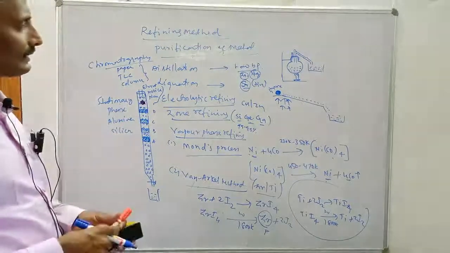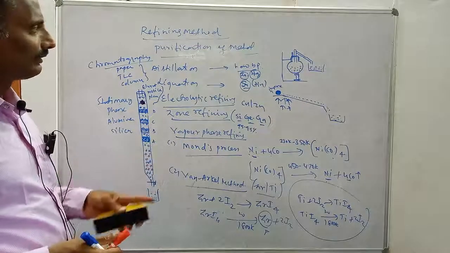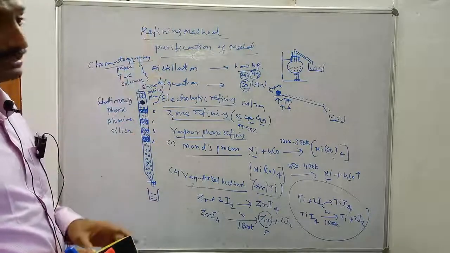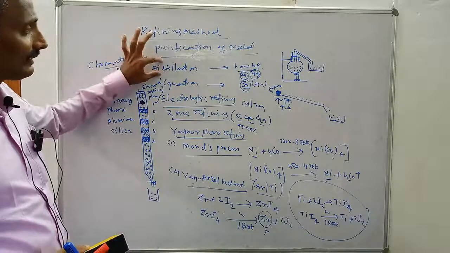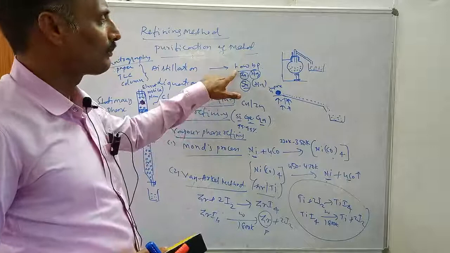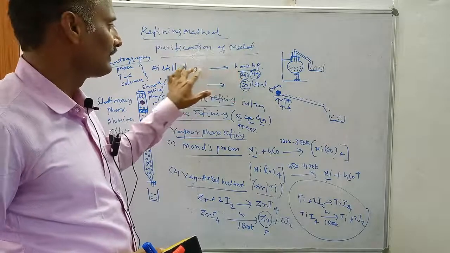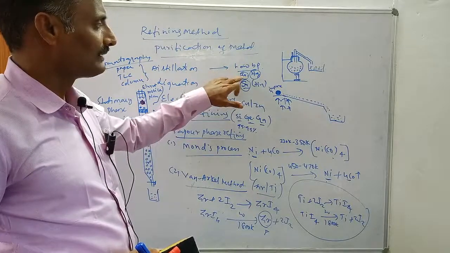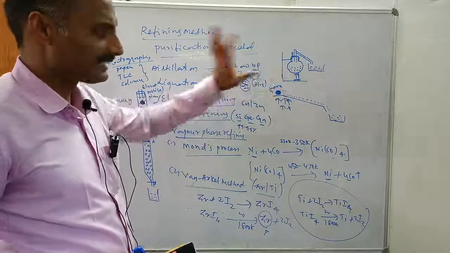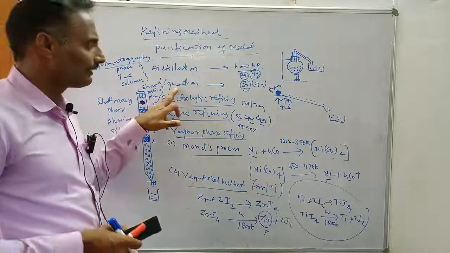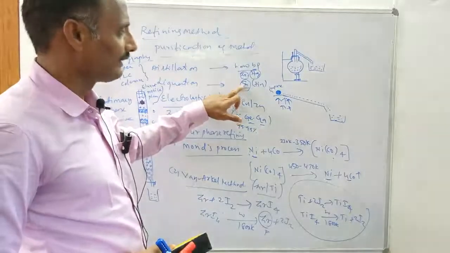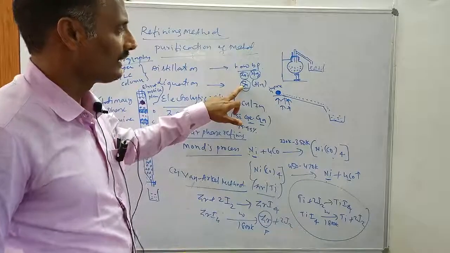These are the different methods involved in the purification of metals. This is refining of metals, and refining means purification of metals. One is distillation, mainly used for metals which have low boiling points. They can be purified by the distillation technique. For example, zinc and mercury have low boiling points, so these metals are purified by distillation. The liquefaction technique is generally used for low melting metals, like tin.